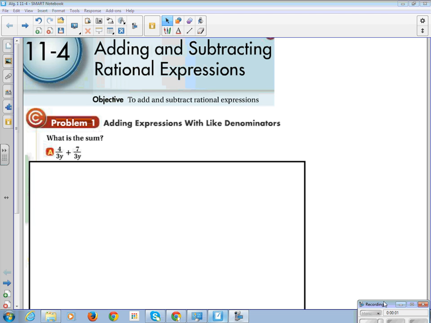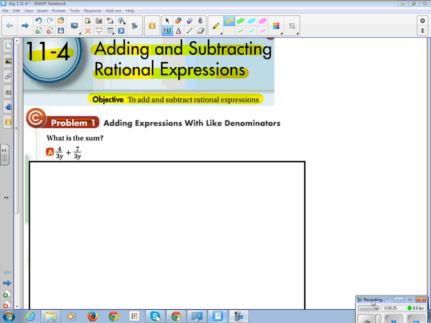All right, so this is chapter 11, section 4. Adding and subtracting rational expressions. And thank goodness, our learning objective is to add and subtract rational expressions. Okay, so we are going to look at adding and subtracting rational expressions.